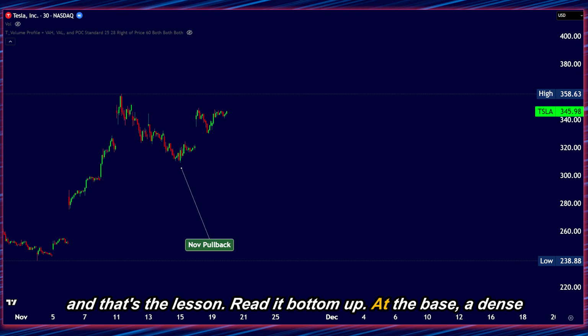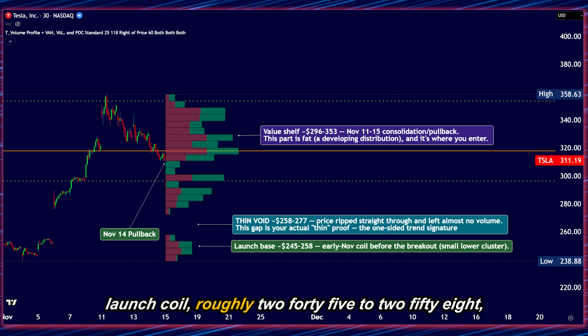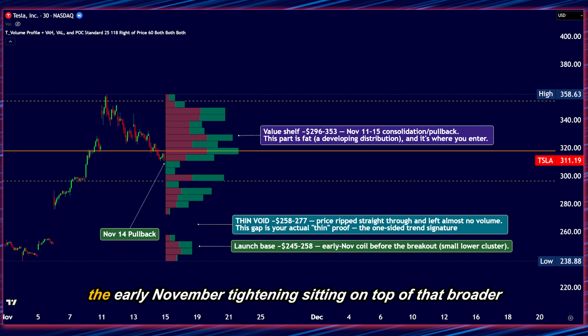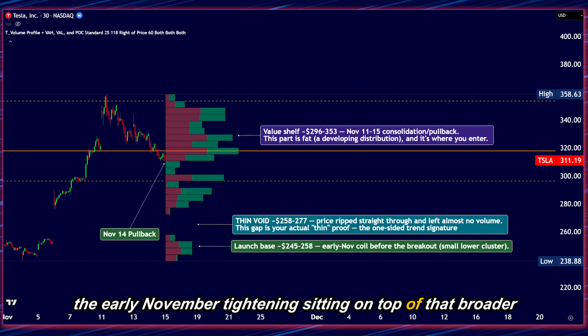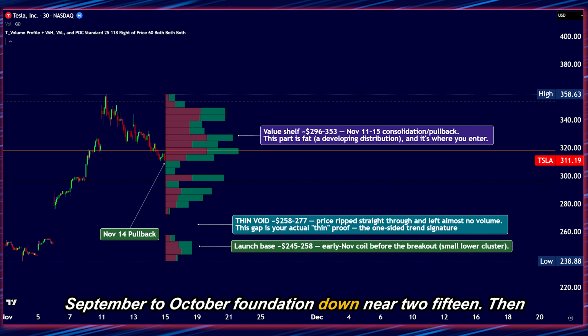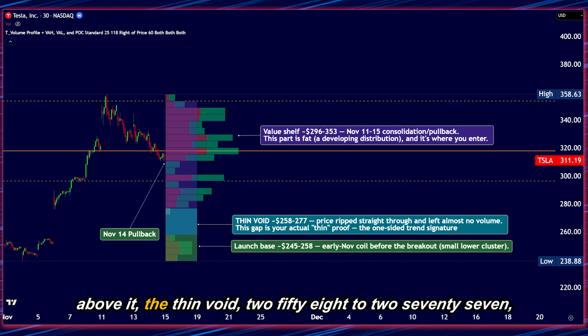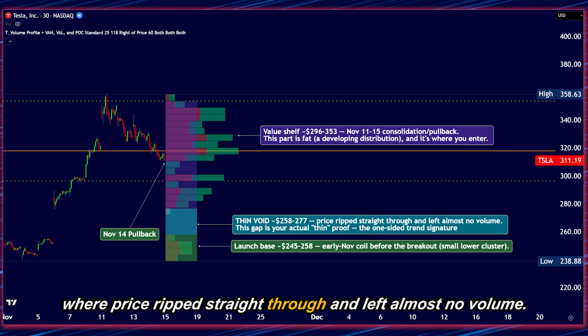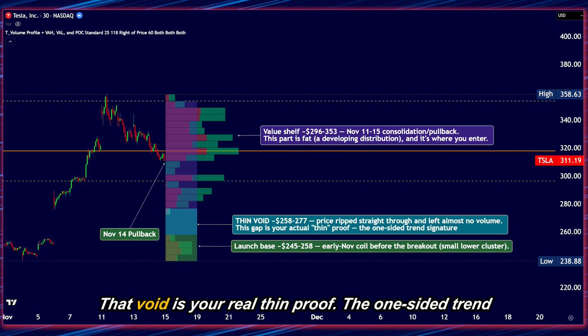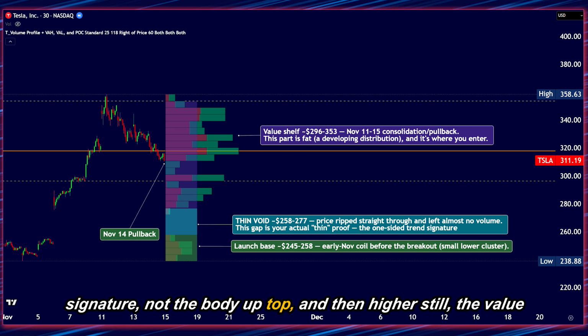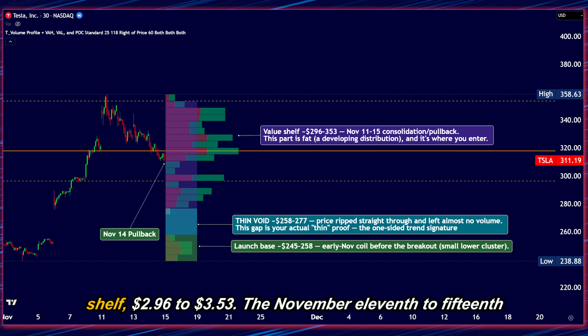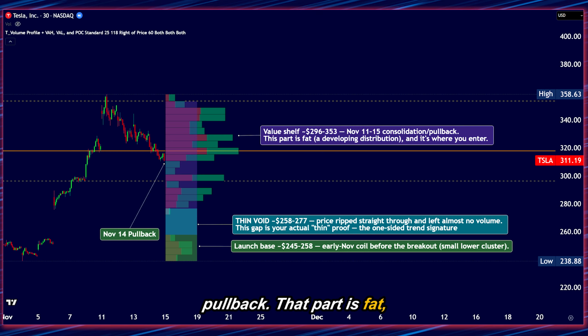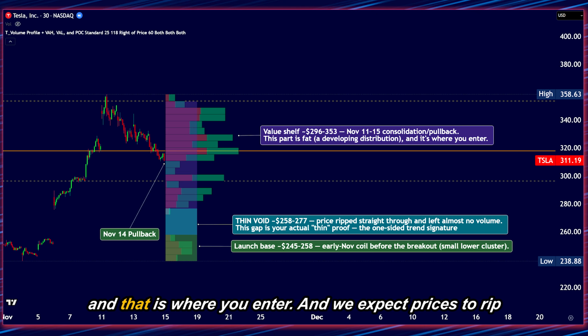Read it bottom up. At the base, a dense launch coil, roughly 245 to 258, the early November tightening, sitting on top of that broader September to October foundation down near 215. Then, above it, the thin void, 258 to 277, where price ripped straight through and left almost no volume. That void is your real thin proof, the one-sided trend signature, not the body up top, and then higher still, the value shelf, 296 to 353, the November 11th to 15th pullback. That part is fat, a developing distribution, and that is where you enter.